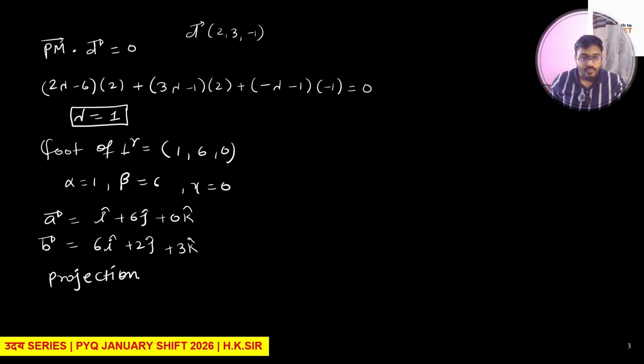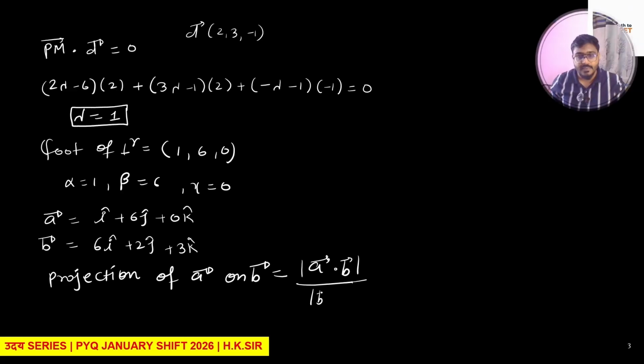ऑफ ए वेक्टर ऑन बी वेक्टर, that is a dot b upon modulus, means magnitude of b vector. So now here we can write a dot b.